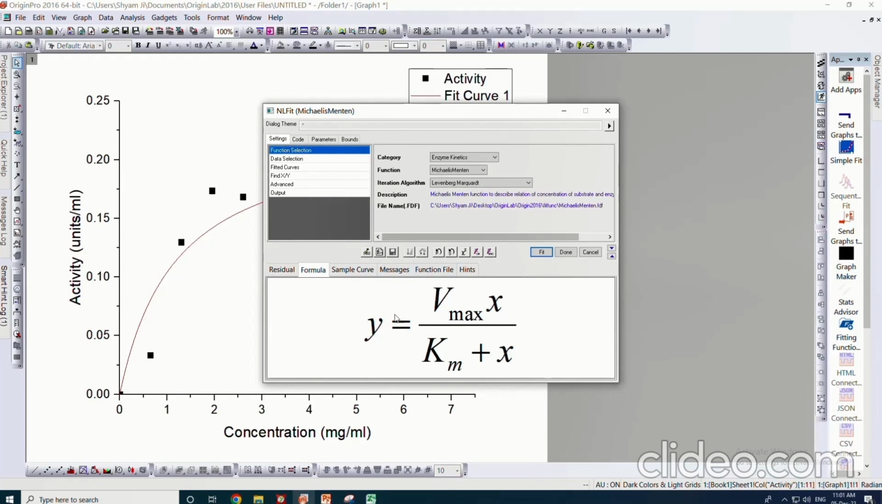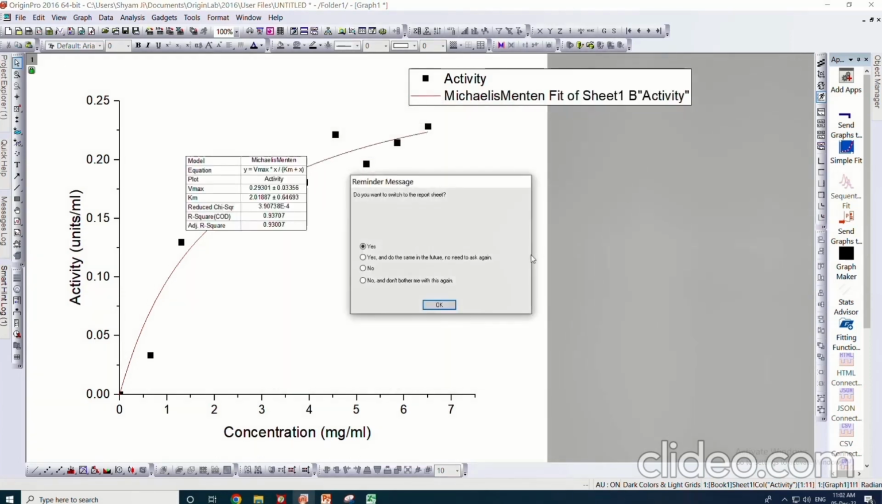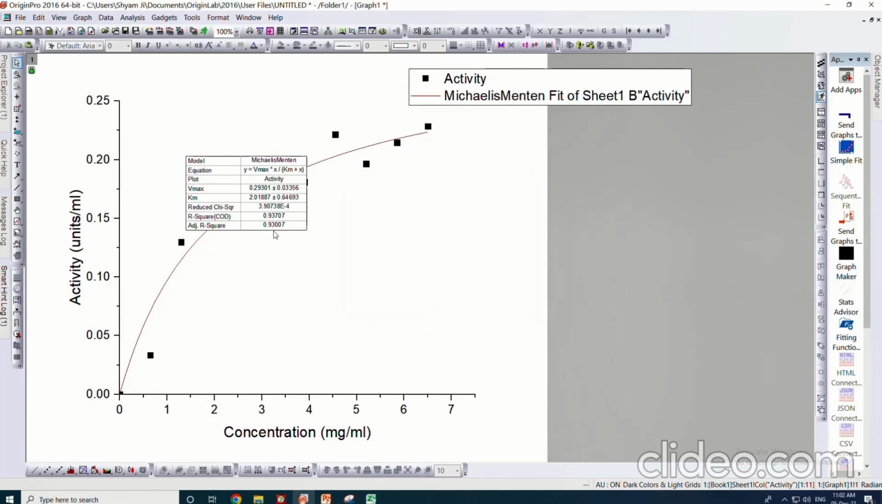Here y is the activity of the enzyme, Vmax is the maximum activity of the enzyme, x stands for the substrate, which is casein in this case, and Km is the Michaelis-Menten constant, which denotes the affinity of the enzyme for its substrate. Theoretically, Km is the concentration of substrate at which enzyme activity is half of maximum. Now we will fit this. This dialog box shows the Vmax value of 0.2 and Km of 2.0.